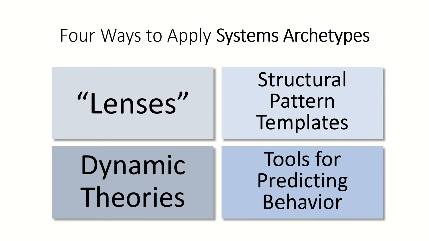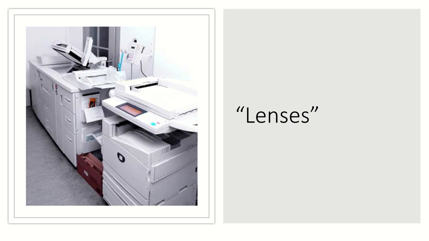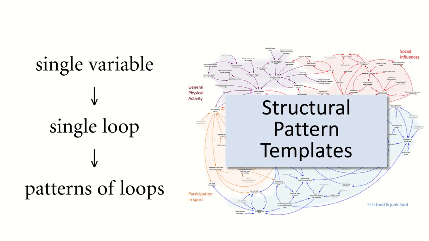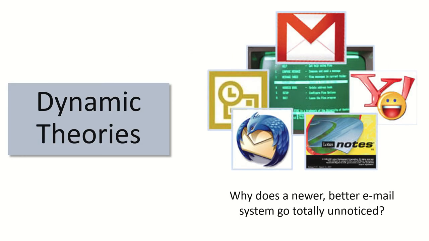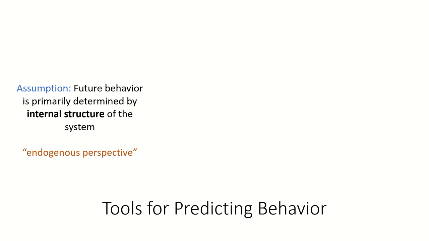And then we got into the more complicated ones, and those are the ones I would probably give you, but you should know these four ways to use these archetypes: lenses, structural pattern templates, dynamic theories, and tools for predicting behavior. We said we can use these models as lenses, so it's good to remember what that meant. We could also use them as pattern templates, where it allows us to view diagrams as patterns of loops as opposed to single variables. Then we could also use them as dynamic theories, so they explain why things might be happening in a system that we observe. This is kind of understanding what currently is. And then the last one, tools for predicting behavior: if we assume that the future is determined only by what's going on in the current system, we can say what are the possible trajectories that can come out of that.